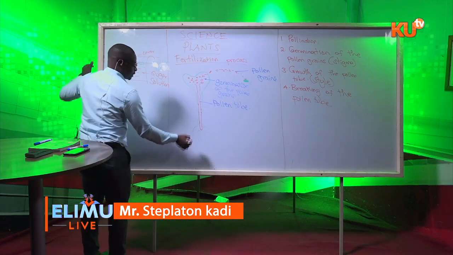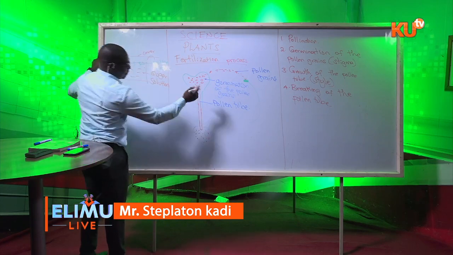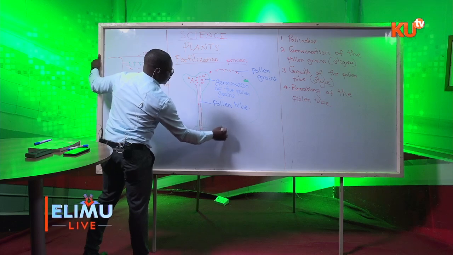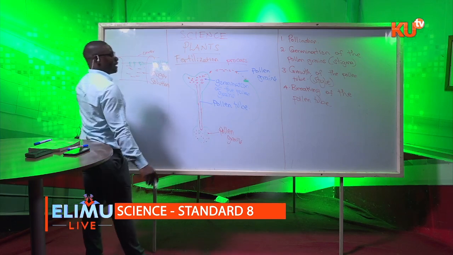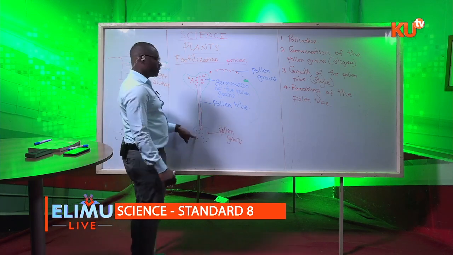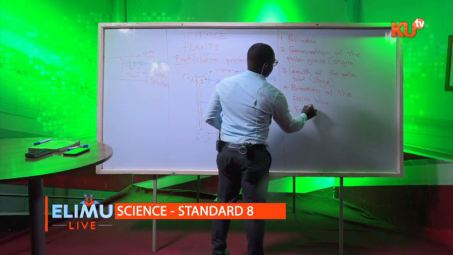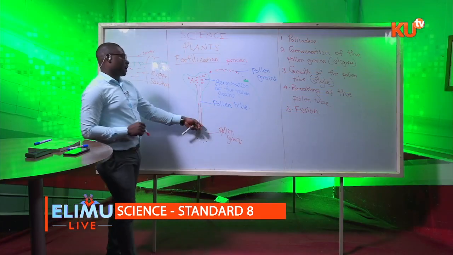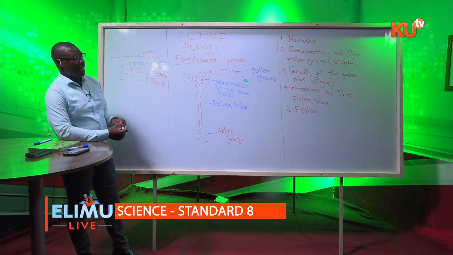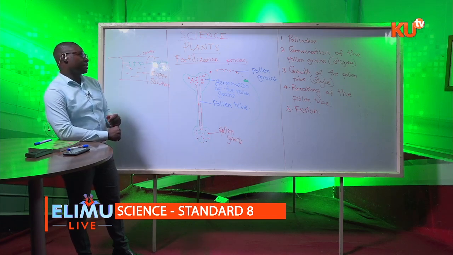After the pollen tube has broken, it releases the pollen grains. Remember, the pollen grains are here now. So after the pollen tube breaks, then we have fusion. Fusion is the coming together of the pollen grains and the ovary. So at this point, we say fertilization has taken place, and that is the process of fertilization in plants.